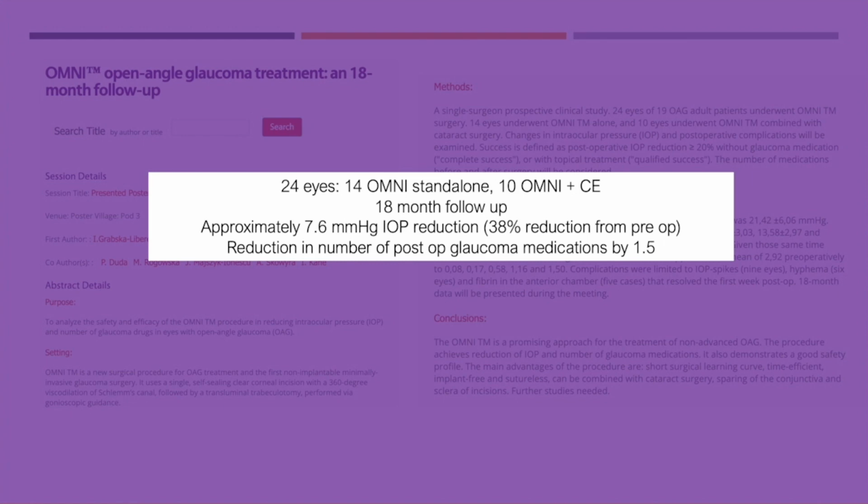24 eyes, of which 14 had standalone Omni and 10 had combined Omni with phacoemulsification, had 18-month follow-up. It was found that these eyes had about a 38% reduction from preoperative pressures and a reduction of 1.5 glaucoma medications overall.